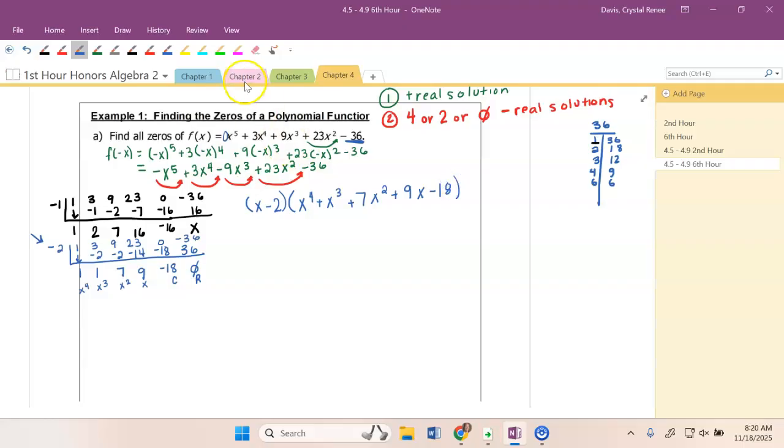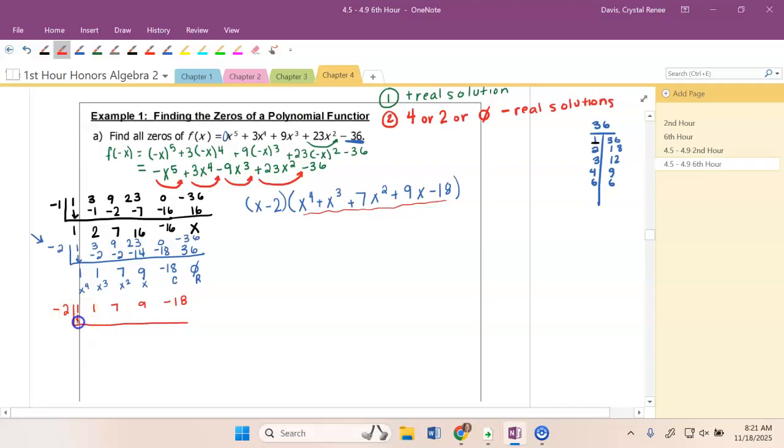Okay, so now I want to keep going. I'm just looking to factor this more. I'm going to check with -2 again, maybe -2 factors again. But this time I'm not going to go back to the original equation. I'm going to use this equation right here underlined in red. So 1, 1, 7, 9, -18.